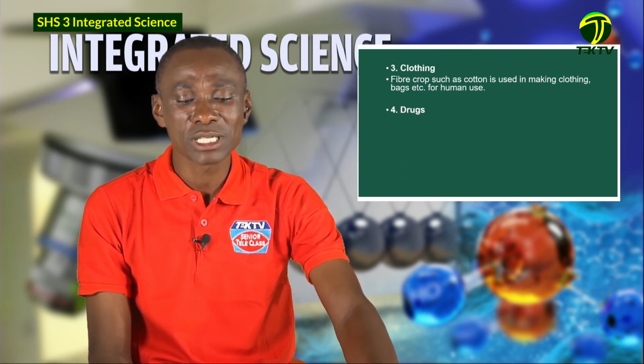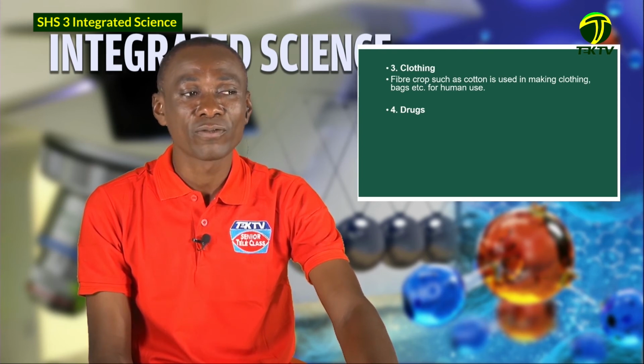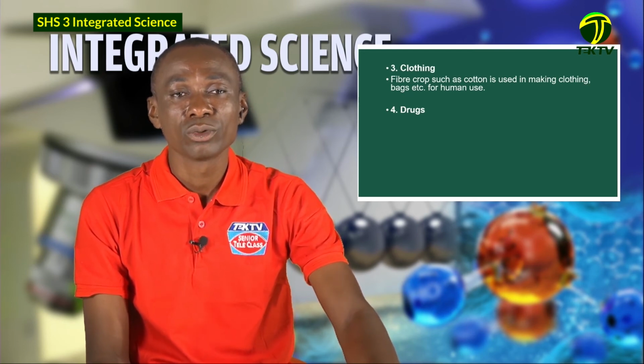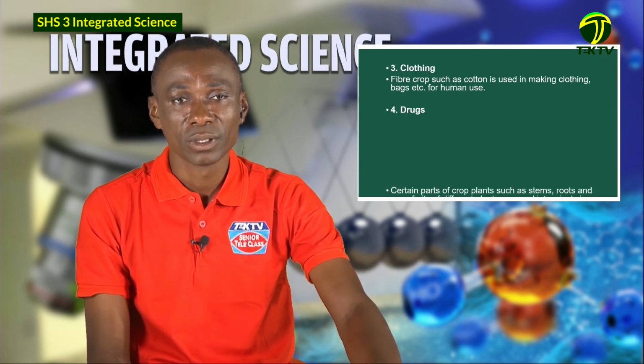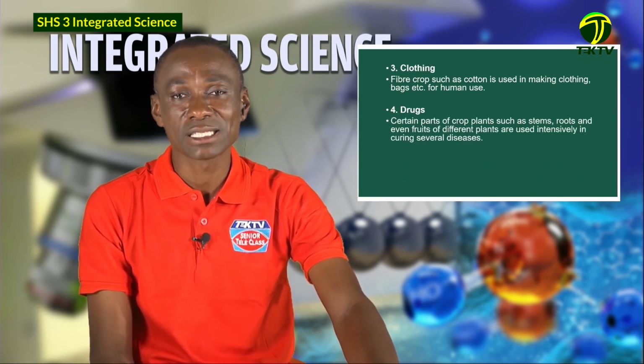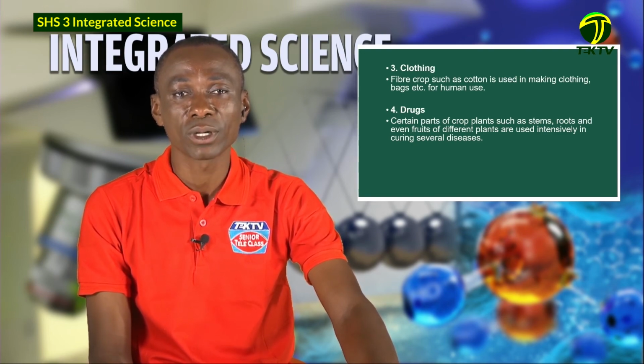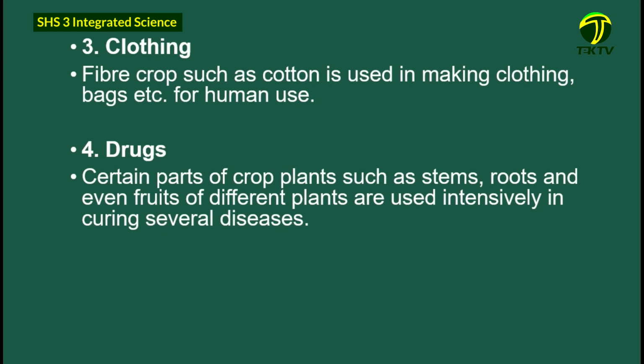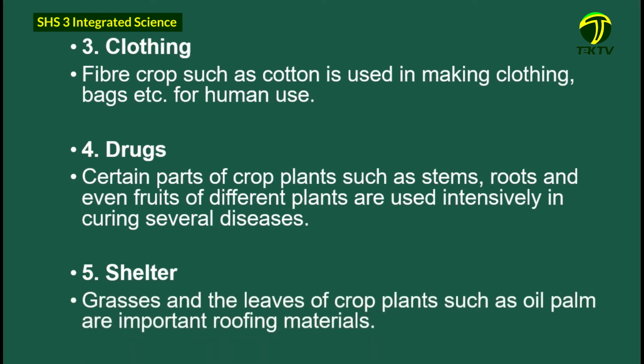Some crops are also used as drugs. In our part of the world, especially in Ghana, we have a lot of herbal medicine which are produced from crops. Certain parts of crops, such as the stems, roots, and even fruits of different plants, are used intensively in curing several diseases. Shelter. We may also use the leaves of grasses and the leaves of plants such as oil palm as important materials in roofing our thatched houses.